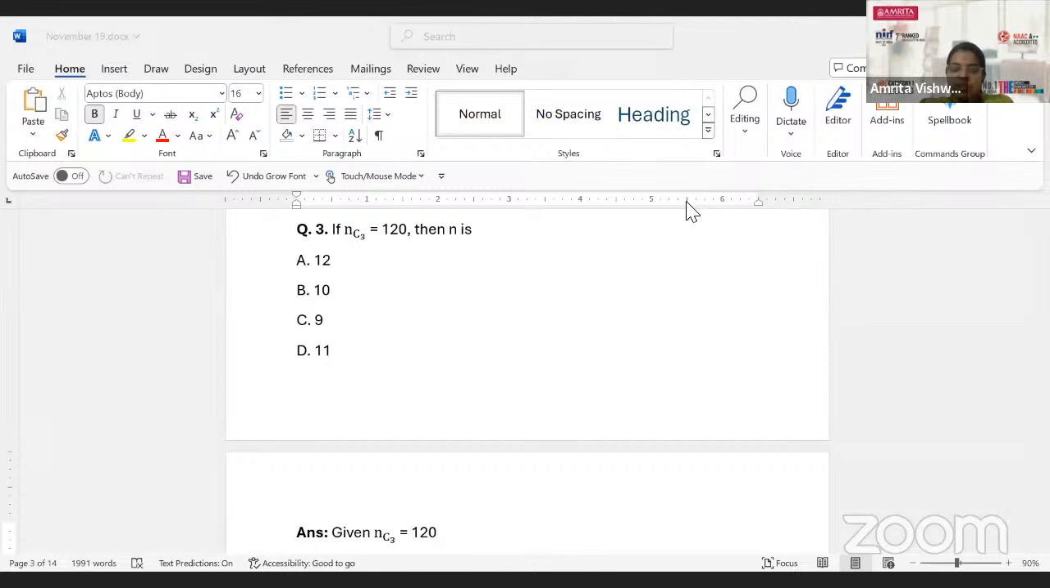nC3 equals 120, then what is the value of n? How many of you got the answer? Is it something like 12 or 10? You have studied the formula of nCr. You can apply that. You can just solve it because you already have the value of 120 there.